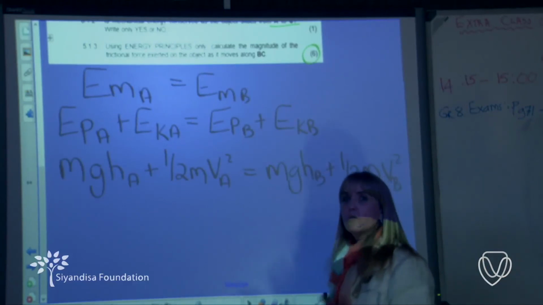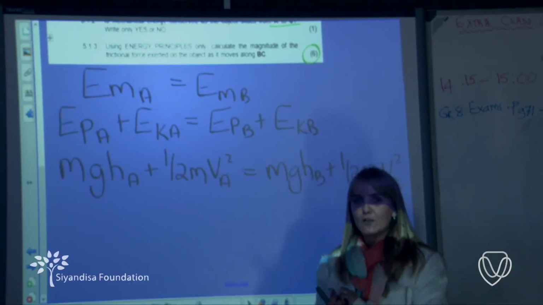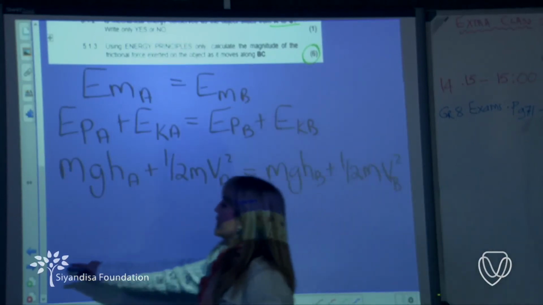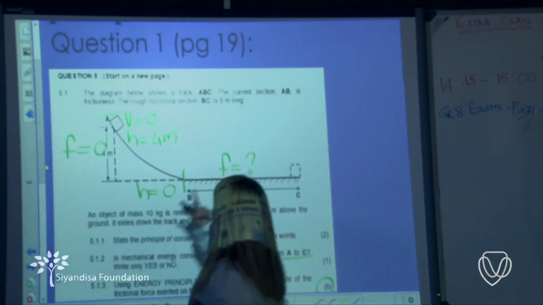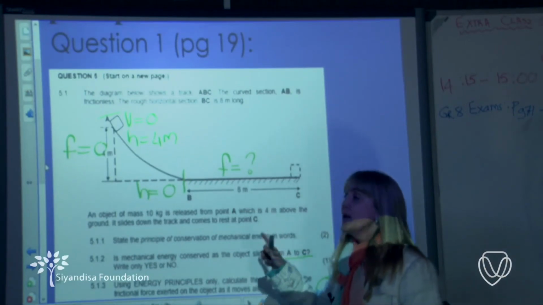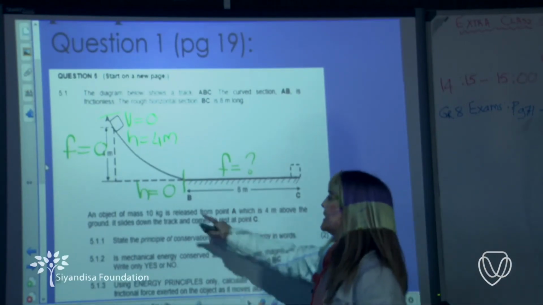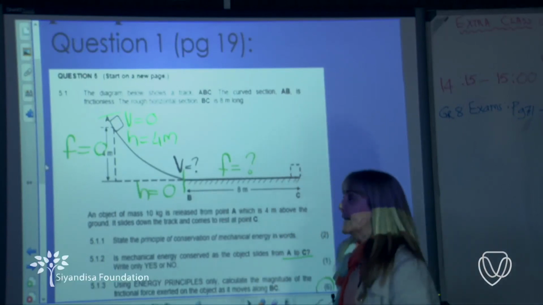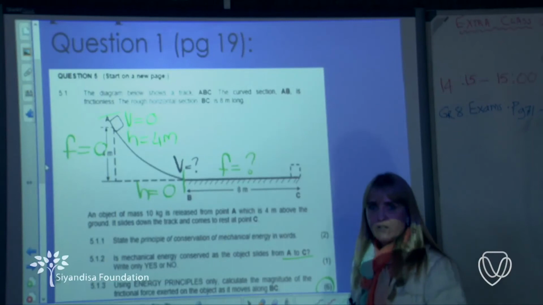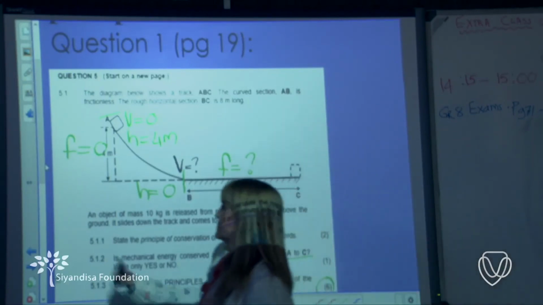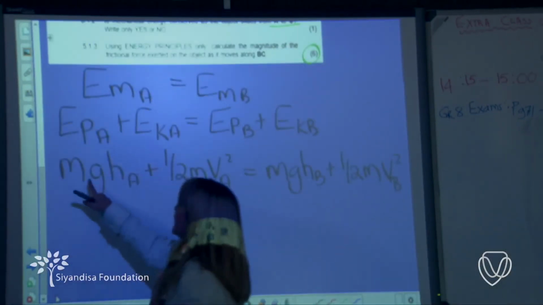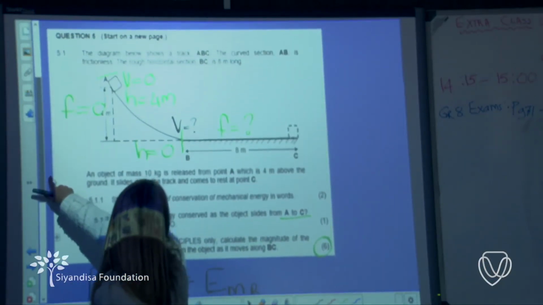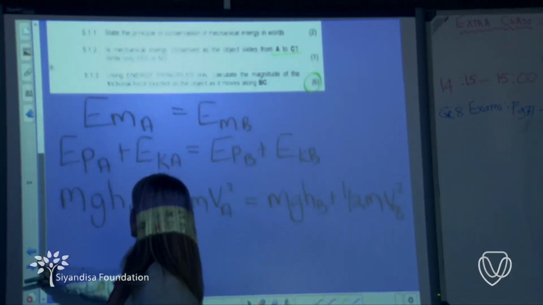Now we can fill in, but please keep going back in your mind. Don't lose focus of what you are actually being asked to calculate. They are asking you to calculate the frictional force between B and C. But to do so, you need the velocity at point B. Can I get the velocity using conservation of mechanical energy? Yes, I can. The mass of the object, I should have checked while I was there, is 10 kilograms.